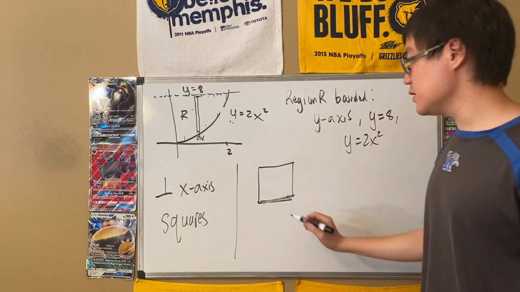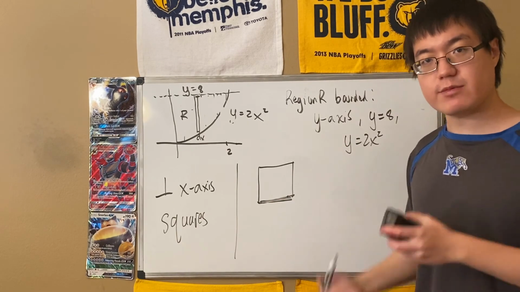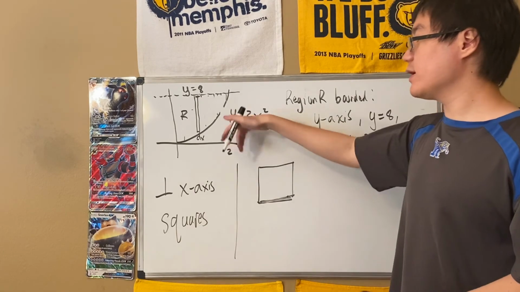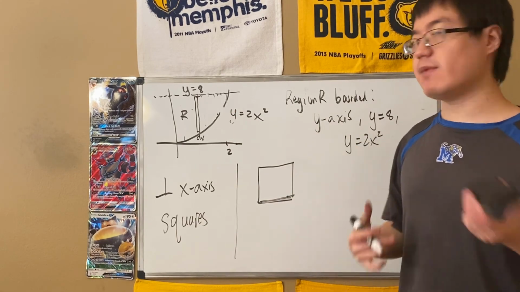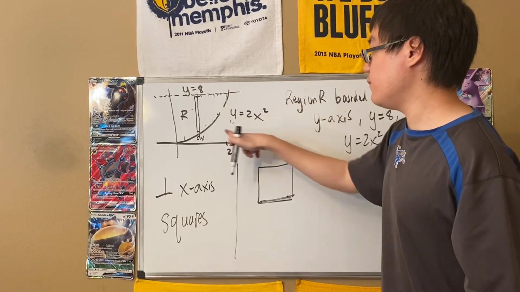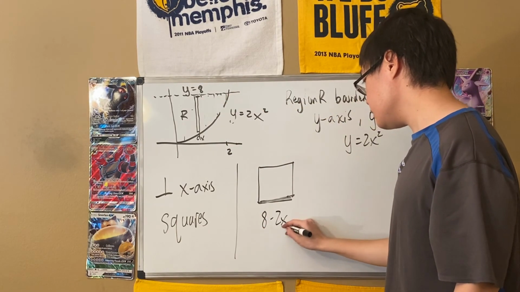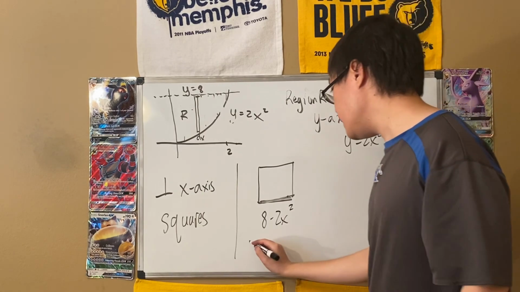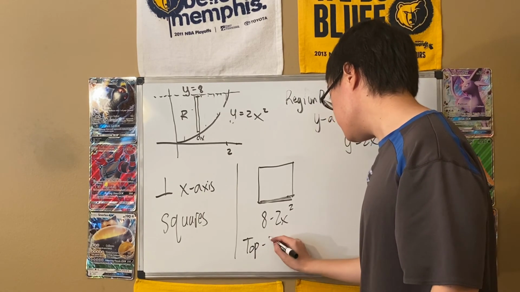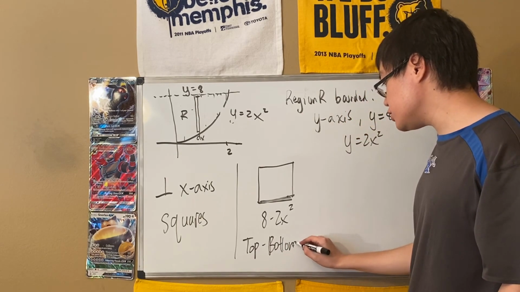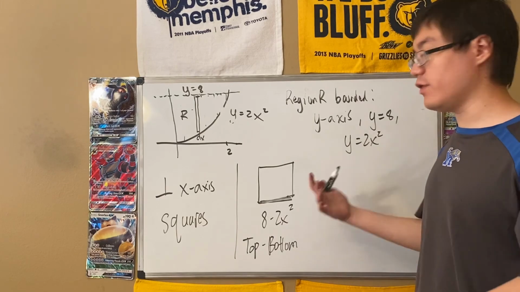The process is the base of the shape, that was step 2, is always top minus bottom or right minus left. Because we're dealing with x's, it's going to be top minus bottom, so it's going to be 8 minus the function, so it's going to be 8 minus 2x squared. Again, this is the base of the shape, top minus bottom. Once you have the base of the shape, you should be ready to go for the answer.